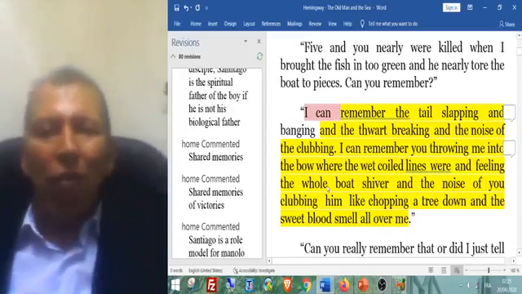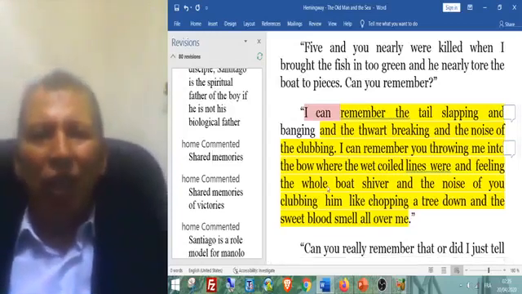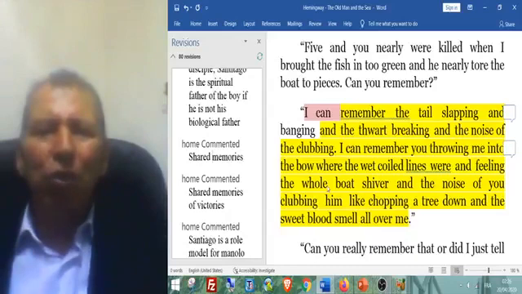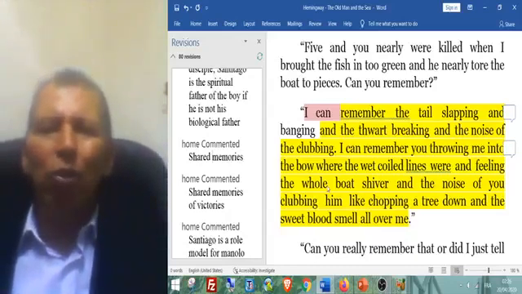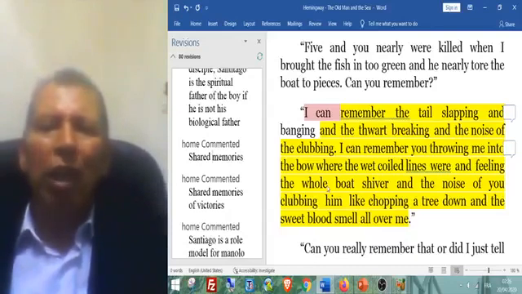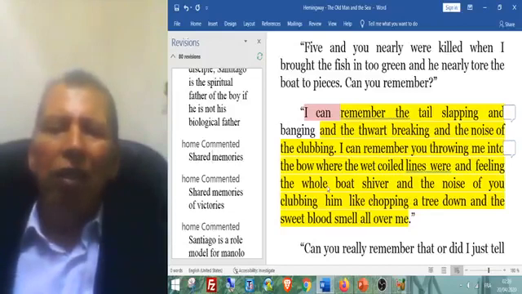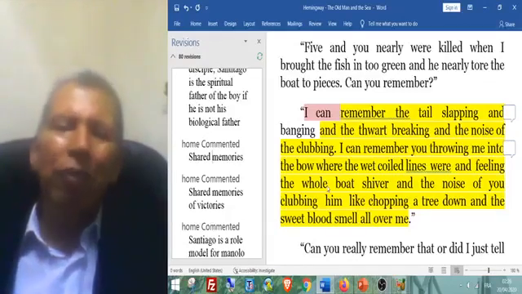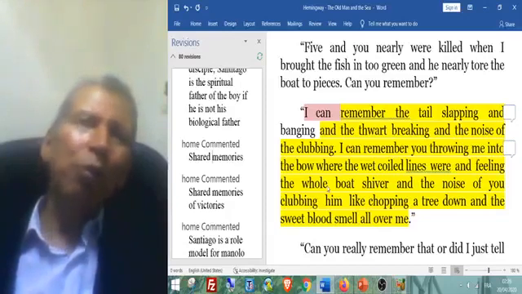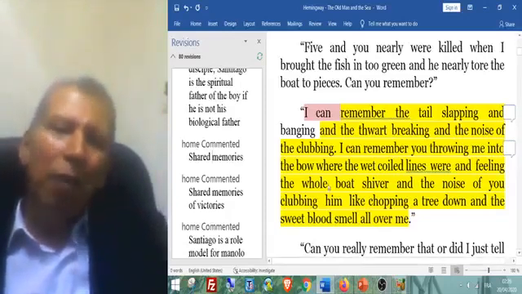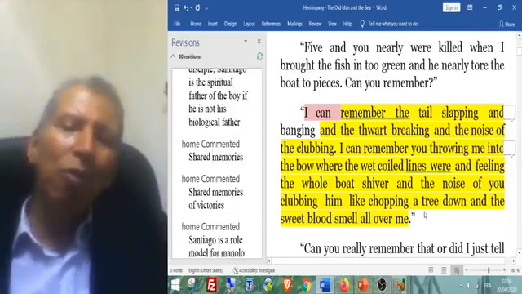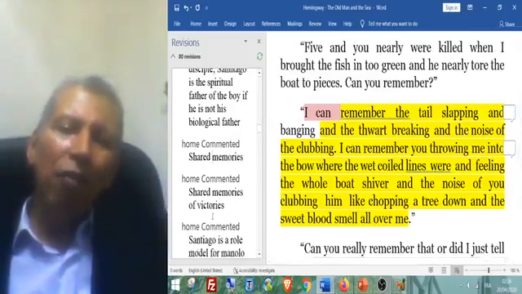Santiago and Manolo have a number of common things together. "I can remember the tail slapping and banging and the thwart breaking and the noise of the clubbing. I can remember you throwing me into the bow where the wet coiled lines were and feeling the whole boat shiver, and the noise of you clubbing him like chopping a tree down, and the sweet blood smell all over me." So they have got common memories of past victories and of past successes. They have something in common. They have shared experience.